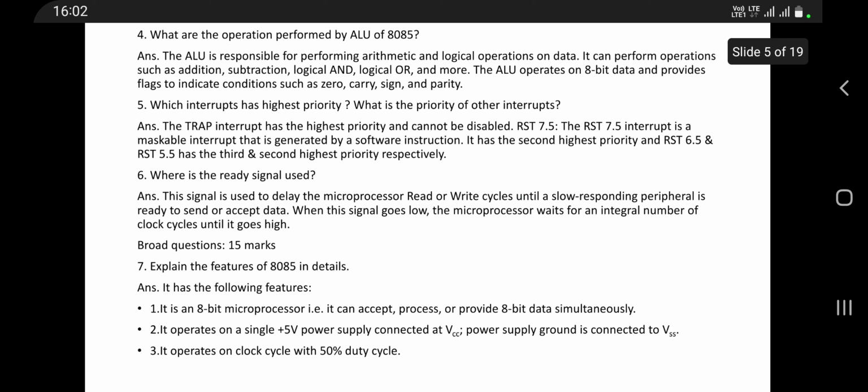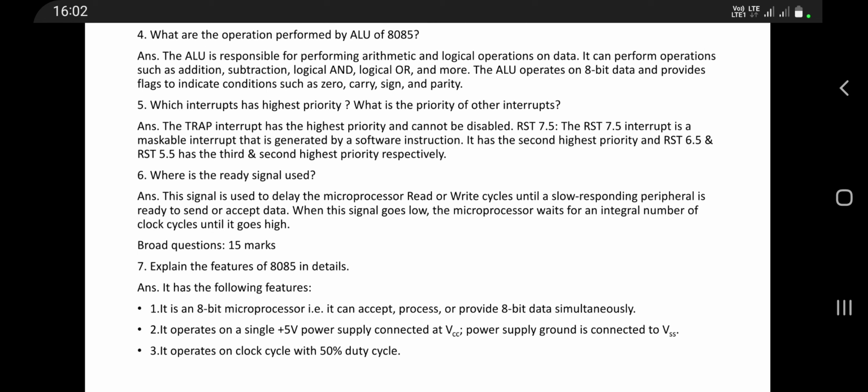Now, where is the READY signal used? What is the function of the READY signal? The READY signal is used to delay the microprocessor read or write cycle until the slow responding peripheral is ready to send or accept data. So when this signal goes low, the microprocessor waits for an integral number of clock cycles until it goes high.